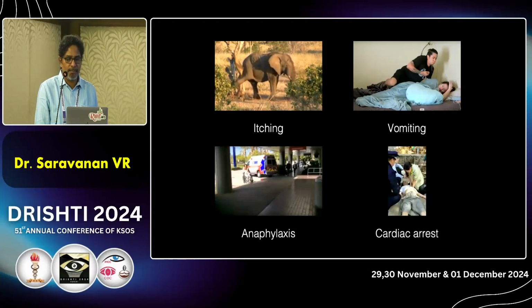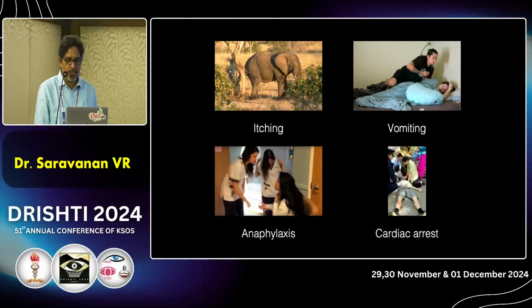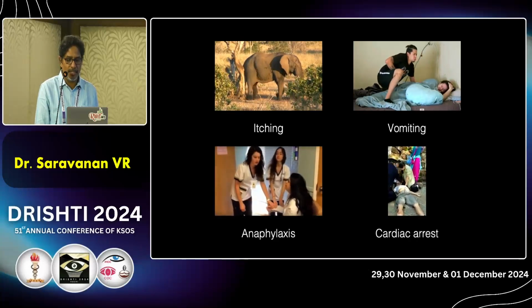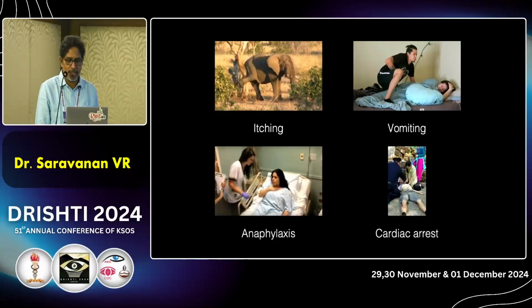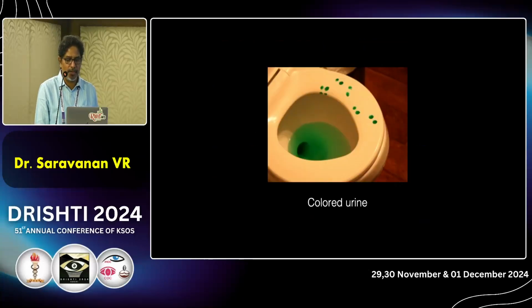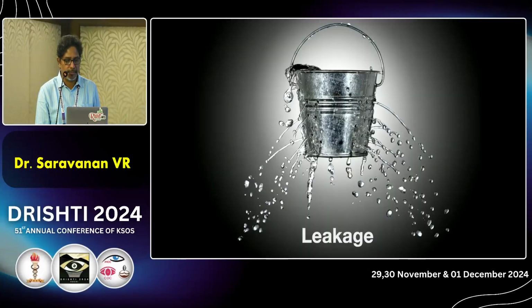The reason why we don't prefer angiography is all the side effects of the fluorescent dye, right from mild itching to severe cardiac arrest and anaphylaxis. So that's the reason why this question is being asked. Also the colored urine post-procedure, everybody is afraid of all this. And this cannot be performed in a few patients, with absolute contraindication being known allergy and relative contraindications being renal failure, cardiac patients, pregnancy, and people with asthma.